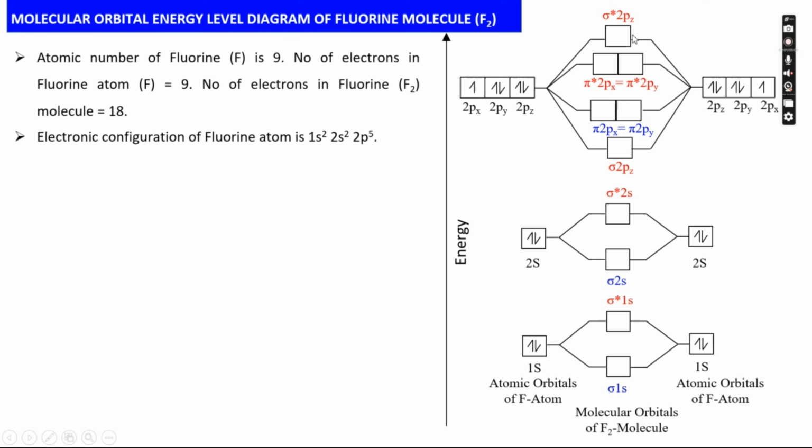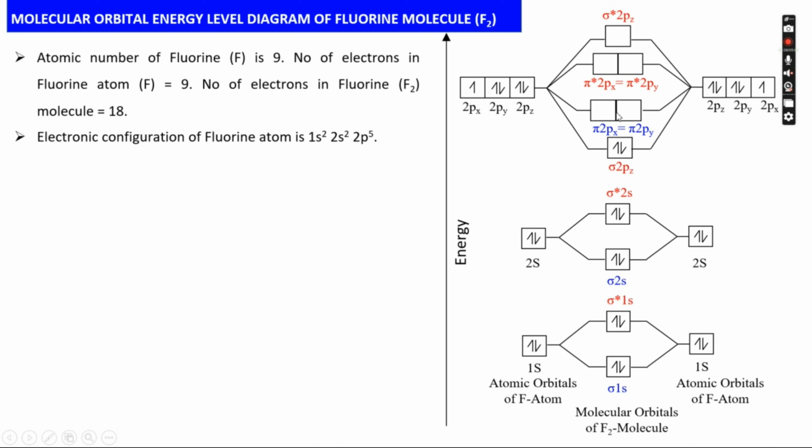After formation of molecular orbitals, the electrons should be filled into the molecular orbitals following the three rules: Aufbau, Hund, and Pauli's principle. Therefore, according to those rules, the 1s atomic orbitals have 4 electrons. Out of 4, 2 electrons are filled into sigma 1s. The leftover 2 electrons will be filled into sigma star 1s. Similarly, sigma 2s, sigma star 2s. After that, in the case of 2p atomic orbitals, a total of 10 electrons are there. Out of 10 electrons, first 2 electrons are filled into sigma 2pz.